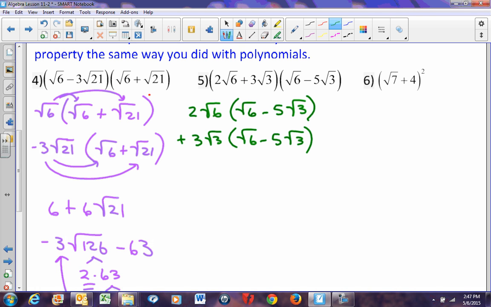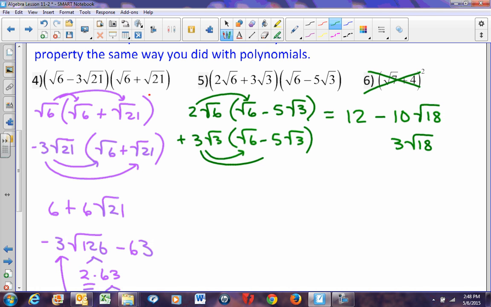Okay. I'm going to move this problem to later on in the page, so I'm just going to cross it off for now because I need the space because I like to work to the right. So this becomes square root of 6 times the square root of 6 is 6. 6 times 2 is 12. That becomes 12 minus 2 times 5 is 10, square roots of 18. Here, when I distribute, I'm going to get 3 square roots of 18. And when I distribute this here, I'm going to get 3 times 5 is 15. The square root of 3 times the square root of 3 is 3. And 15 times 3 is 45. And it would be a positive.